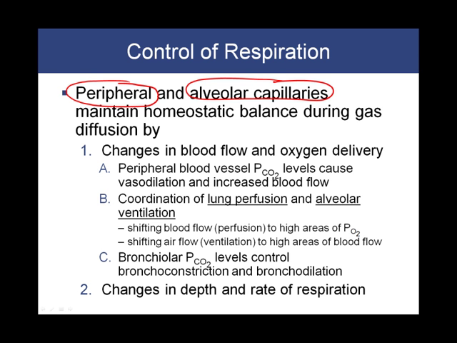So what happens if gas diffusion is not working the way it should? We need to maintain a homeostatic balance. If gas diffusion is not working the way it should, then we have an imbalance of oxygen and carbon dioxide. So if there's some sort of homeostatic imbalance of oxygen and carbon dioxide diffusion, we can try to correct that by locally changing blood flow and oxygen delivery and carbon dioxide delivery as well. Or we can change the depth and rate of pulmonary ventilation or breathing.